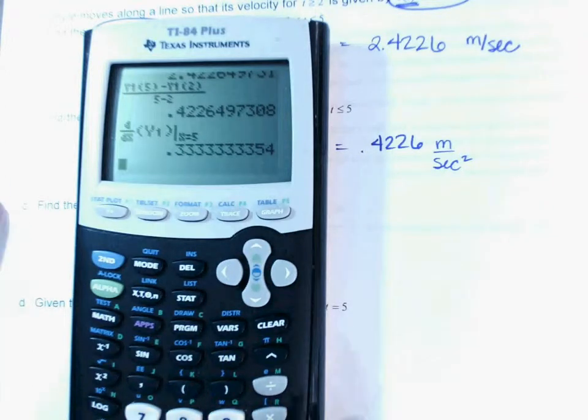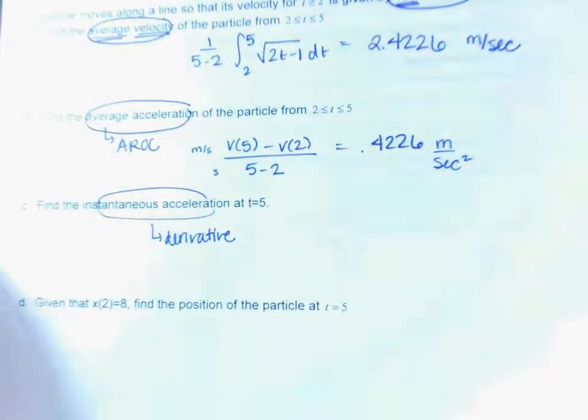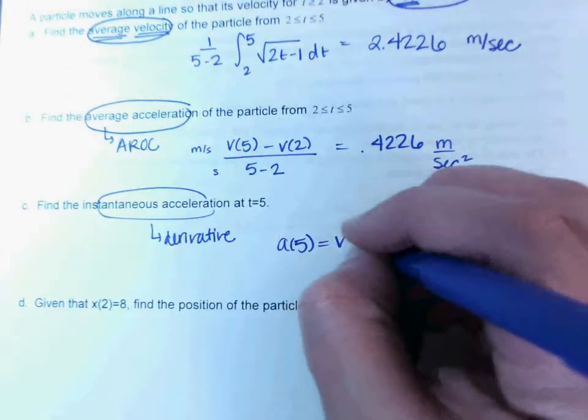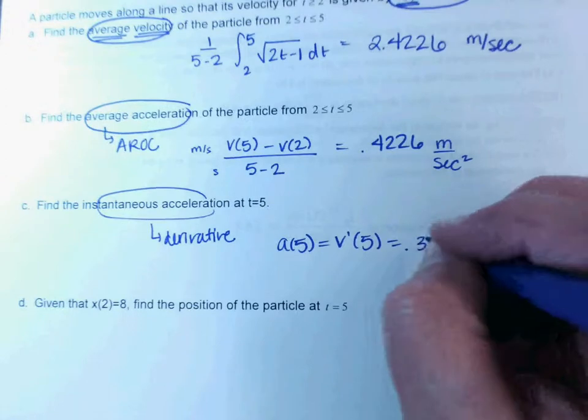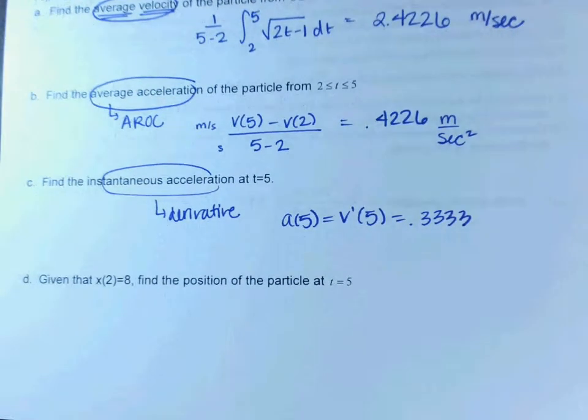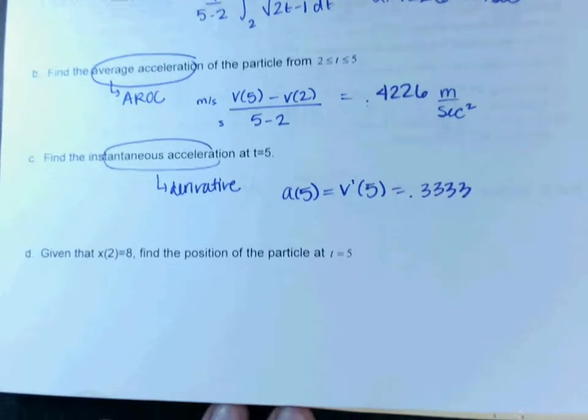So 0.333333. So acceleration at 5 equals v prime of 5, which is 0.3. And you could put 3 repeating with the little line, or 0.3. Okay, last one like that.